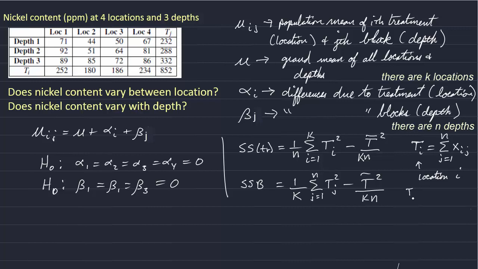And T sub j is the sum of the measurements across all the depths. I'm sorry, across all the locations. There are k sample locations. So you're summing all the measurements at the jth block or depth.